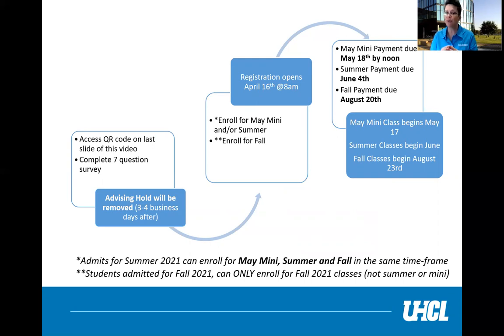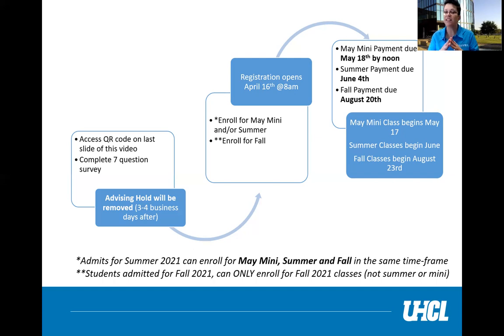If you are admitted for summer 2021, then you'll be eligible to enroll in May Mini, summer, and fall all at the same time when the system opens on April 16th. Students admitted for fall of 21, you're only eligible to enroll in fall of 21 classes during open registration. So you can request through admissions to move your application materials back to summer if you would like to enroll in the summer or May Mini. If you are interested in that, connect with admissions, and there is a form that you can fill out to have your application updated.